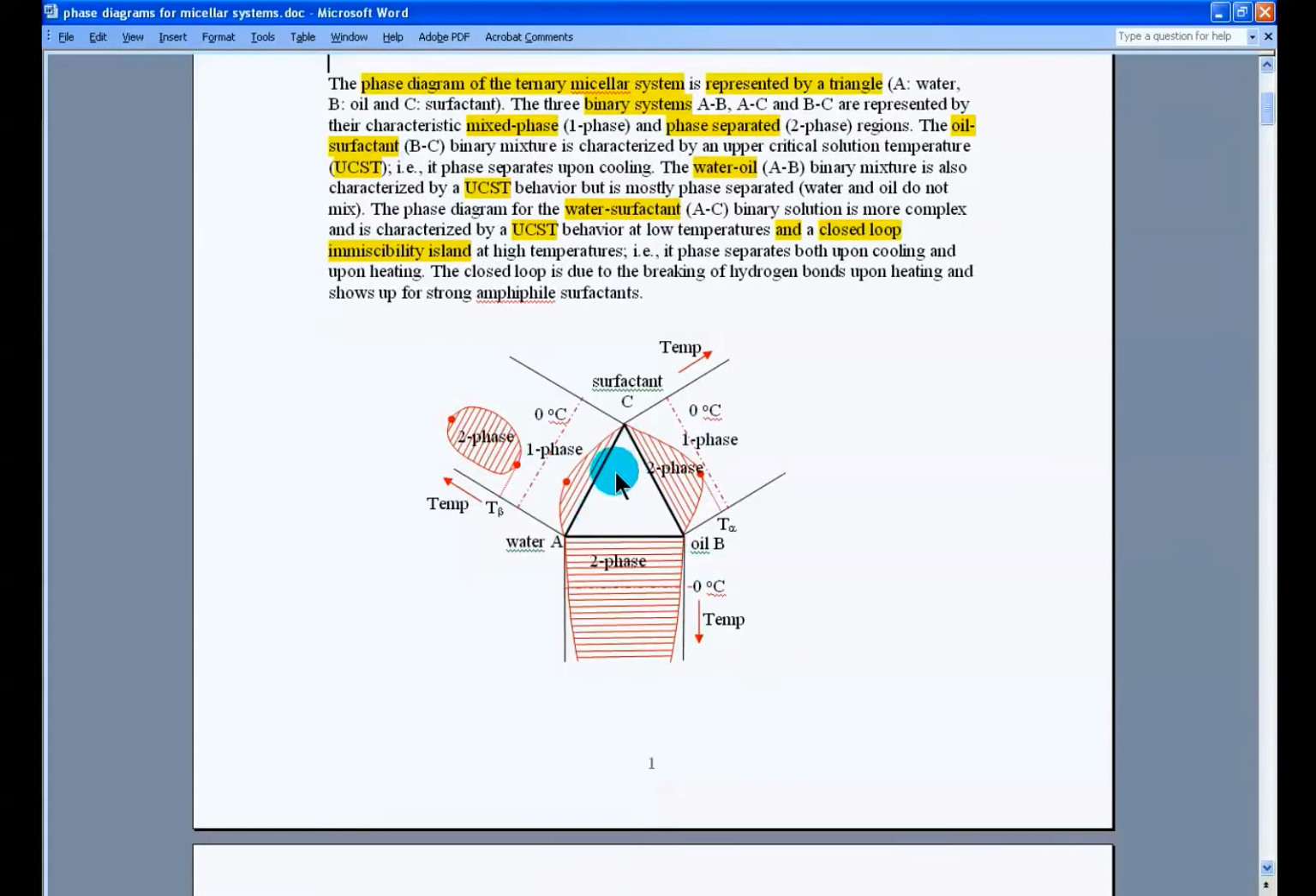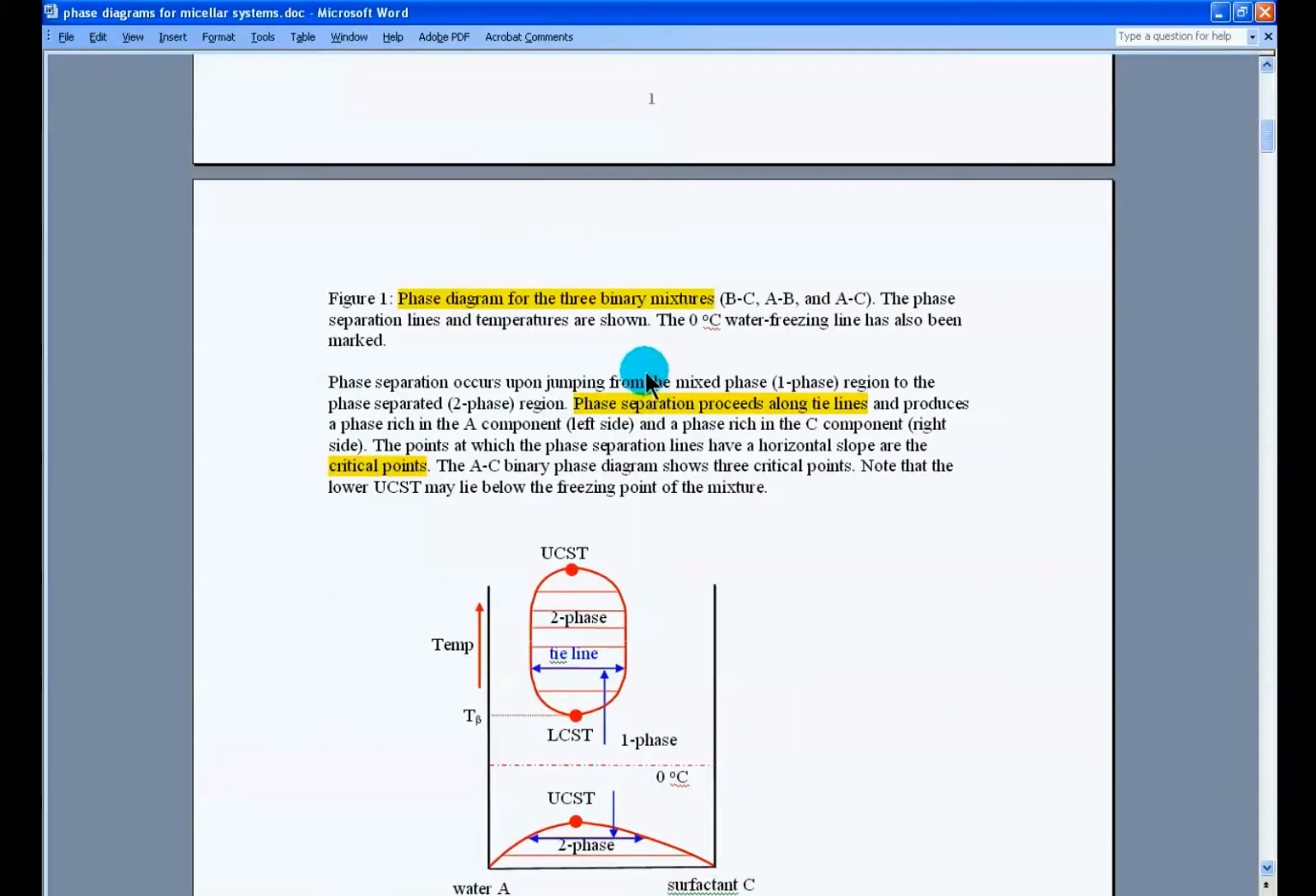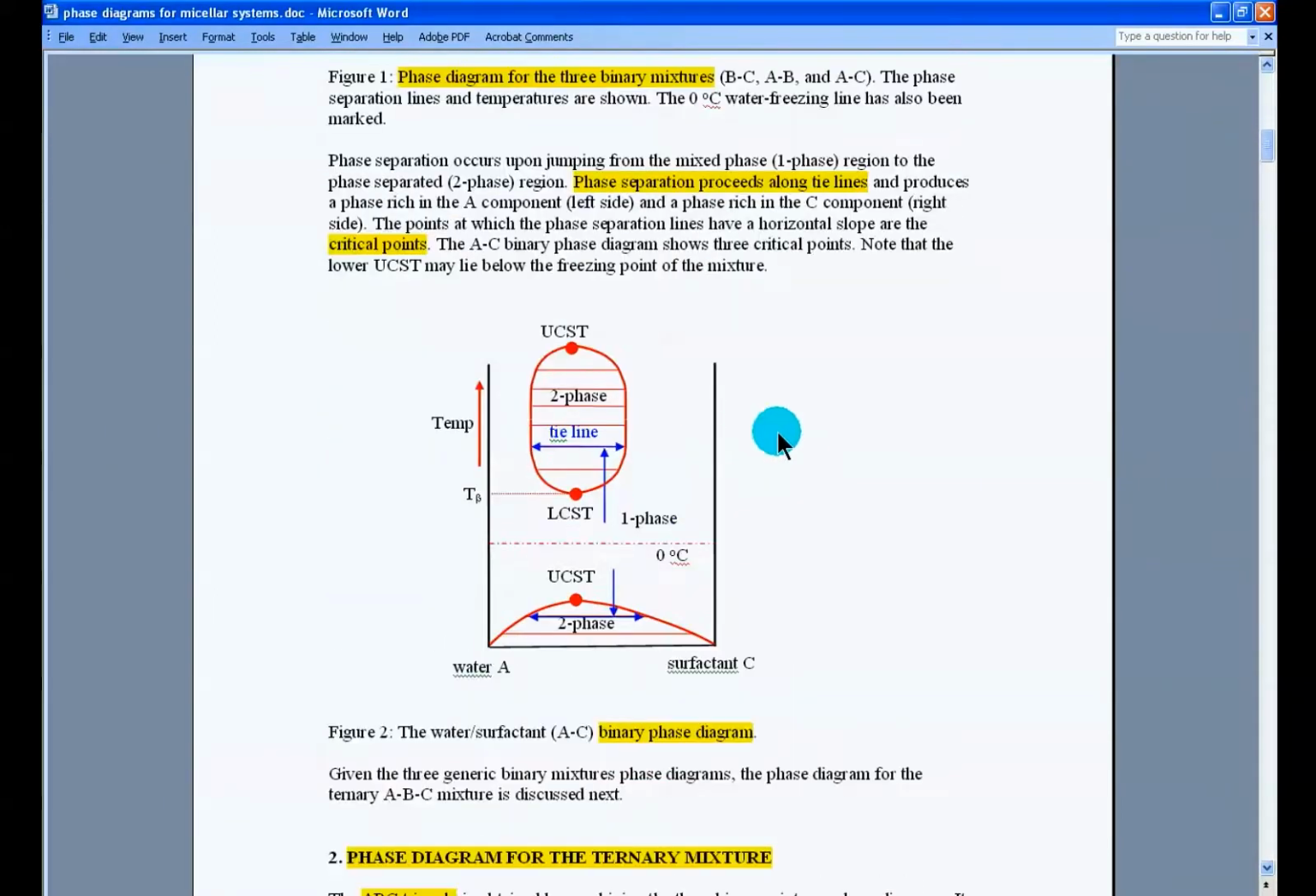Let's look into the ternary phase diagram now. First, let's say something about phase separation, which proceeds along tie lines. For example, the water surfactant system, UCST, this is upper critical. This is a critical point. This is spinodal region. This is also another spinodal region, closed loop.